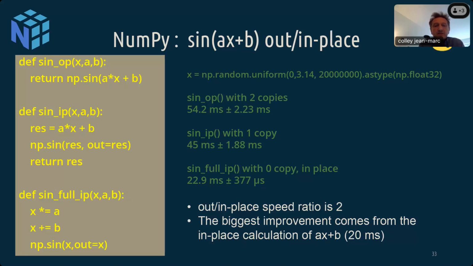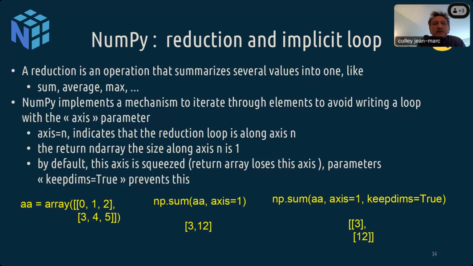Now let's move on to the reduction functions. A reduction is an operation that summarizes several values into one, like sum, average, max. NumPy implements a mechanism to iterate through elements to avoid writing a loop, with the axis parameter. axis=n indicates that the reduction loop is along the axis n. In the returned array, the size along axis n becomes 1. By default, this axis is squeezed. The returned array loses this axis. The parameter keepdims=True prevents this. We have a little example to sum the columns of a 2D array with this option keepdims and without.